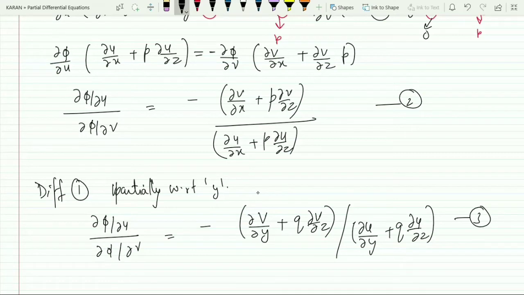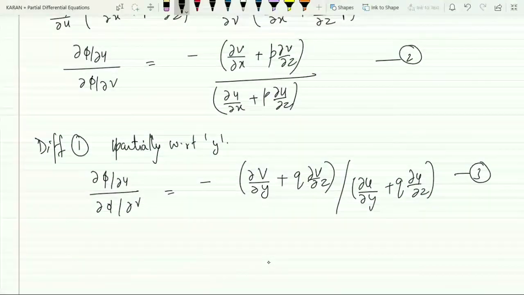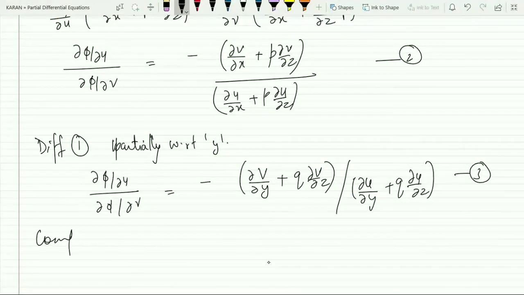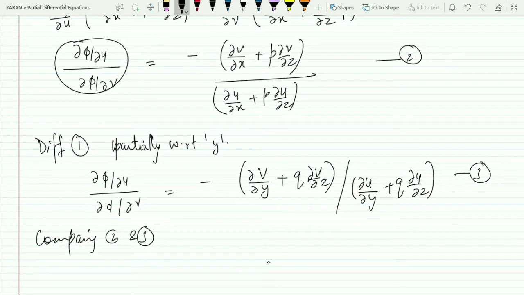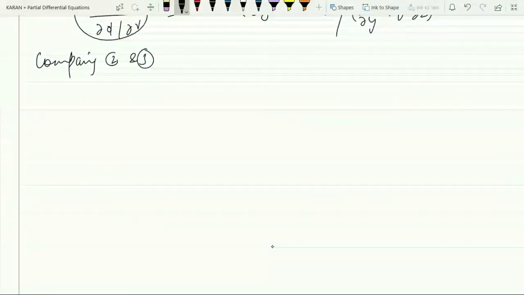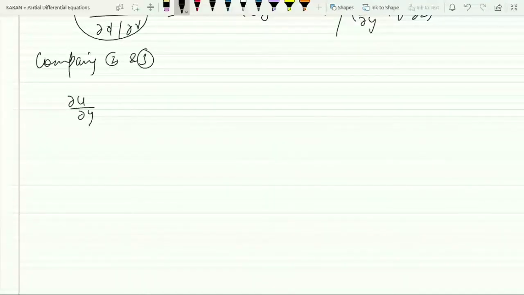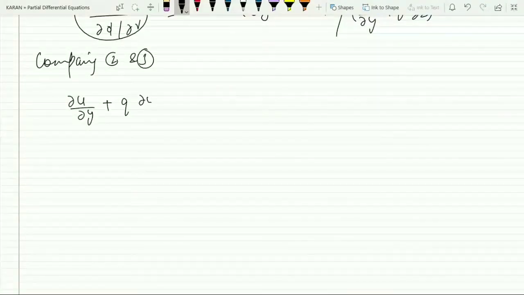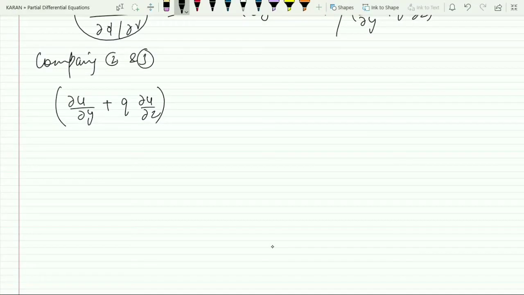Now we can easily compare 2 and 3. On comparing 2 and 3, what do you get? These things are equal, which means the right hand sides must be equal. So you can just cross multiply these equations, and on cross multiplying what you will get here is del u by del y plus q times del u by del z multiplied with del v by del x plus p times del v by del z.